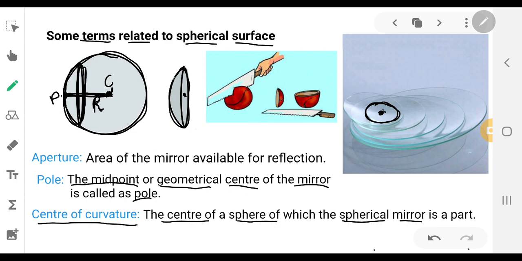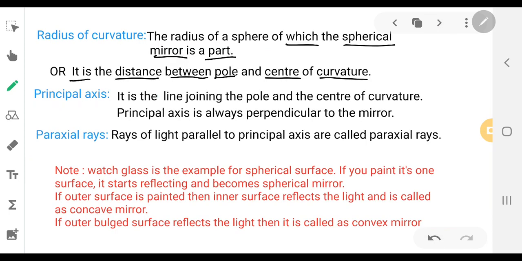Or, if we construct a sphere using our spherical surface, the radius of that sphere is r. Now that r is called the radius of curvature of this spherical surface. It means we can construct a sphere of radius r using that spherical surface. It can be measured as the distance from pole to center of curvature.